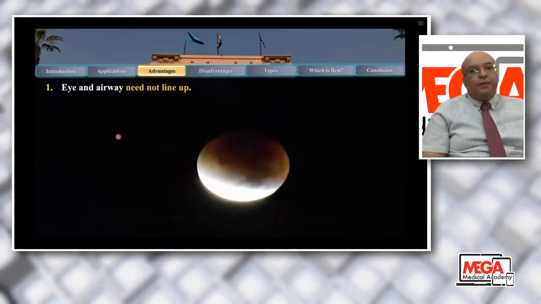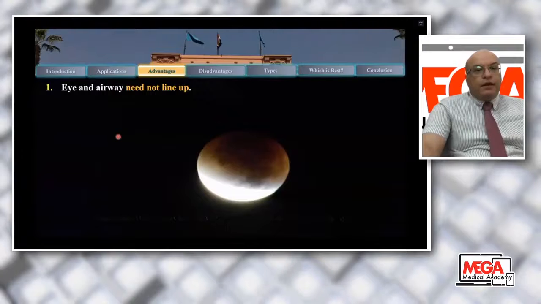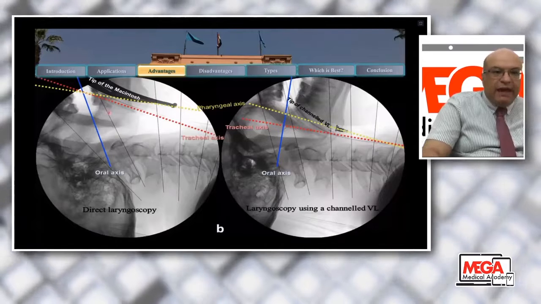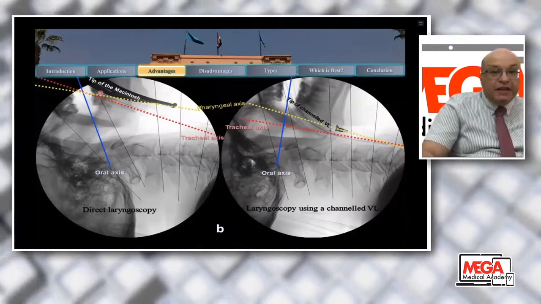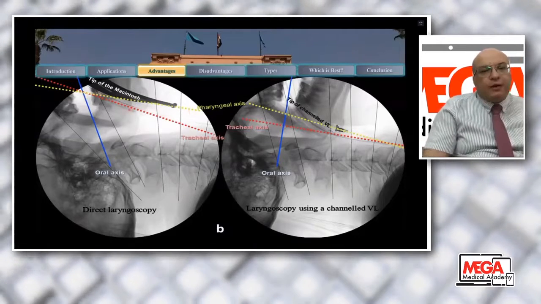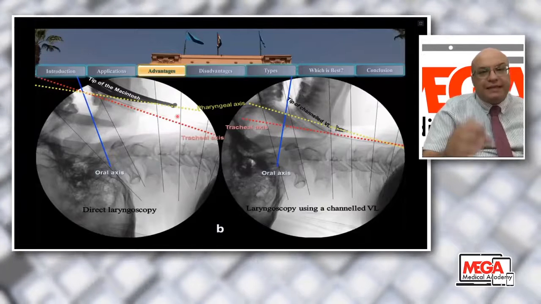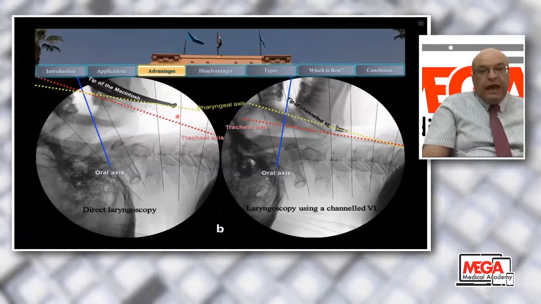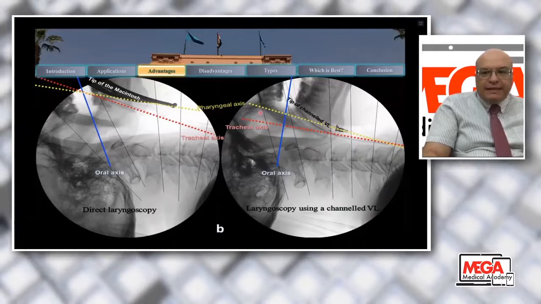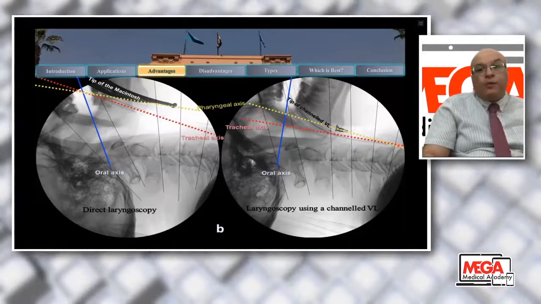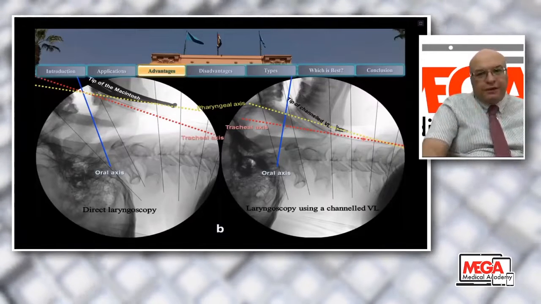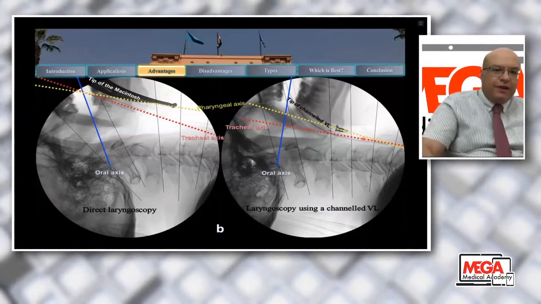Advantages of using video laryngoscope: eye and airway need not line up. Because as you know, if we take a look here at these X-rays, we have a tracheal axis, we have a pharyngeal axis, and we have an oral axis. To use direct laryngoscope with Macintosh or Miller blades, you need to align all of these axes to take a look directly into the glottis. However, with video laryngoscopes, like a channeled video laryngoscope here, we can see the pharyngeal and tracheal axes are almost aligned together. And you are looking at a remote screen, not directly into the glottis. So this is the advantage of using a video laryngoscope.